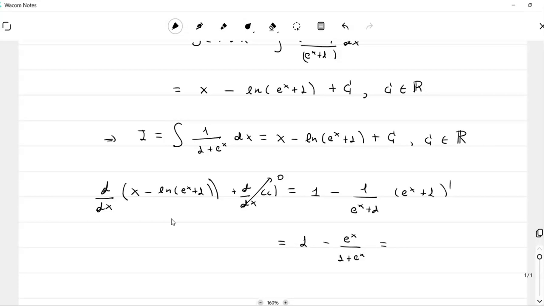I need to have a common denominator, so it's e to the x plus 1 minus e to the x over 1 plus e to the power of x. So I get 1 over 1 plus e to the power of x. So I get back to my function. So this is to verify.